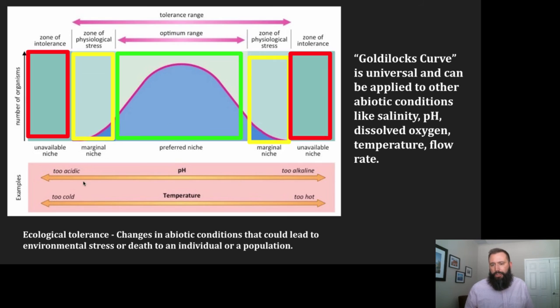You see pH here as the x-axis on this example, but we could also have dissolved oxygen there too. Temperature, even flow rate, right? Flow rate is referring to the speed of water through a river. If the speed of the water through a river is too high for some rooting plant to take root, it will not be able to survive and reproduce and continue to live and fulfill its niche in this ecosystem.